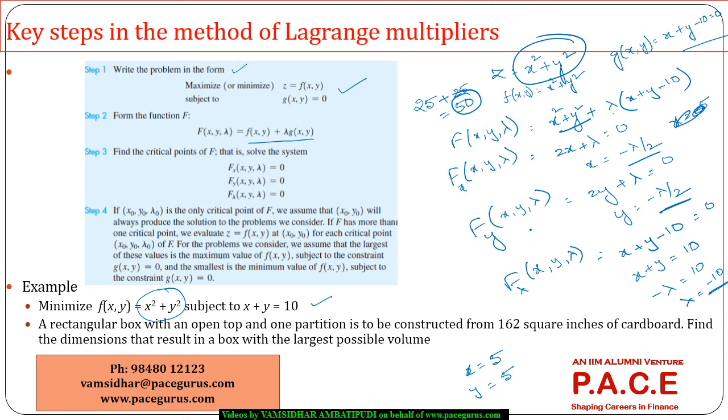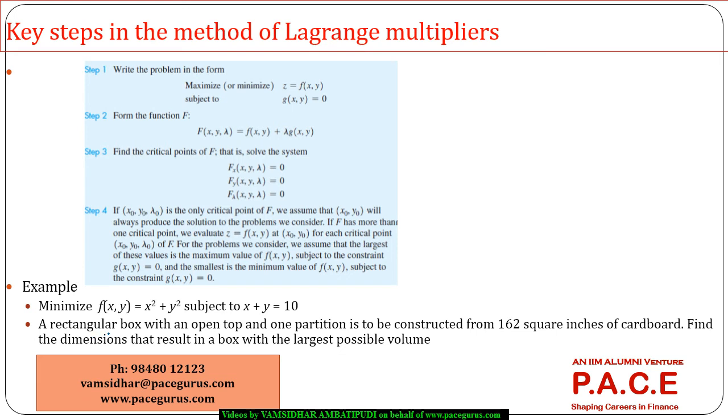Right? So that is how I am getting the derivatives. Similarly, look at the other example. A rectangular box with an open top and one partition is to be constructed from 162 square inches of cardboard. So the cardboard has 162 square inches, and I have to construct a rectangular box with an open top and one partition. So it needs to have something like this.